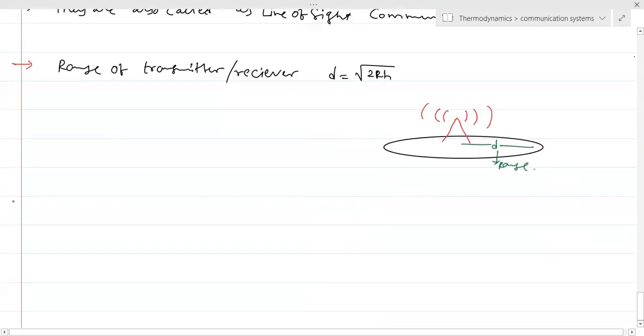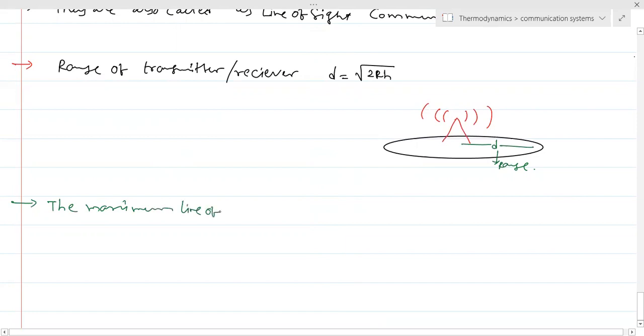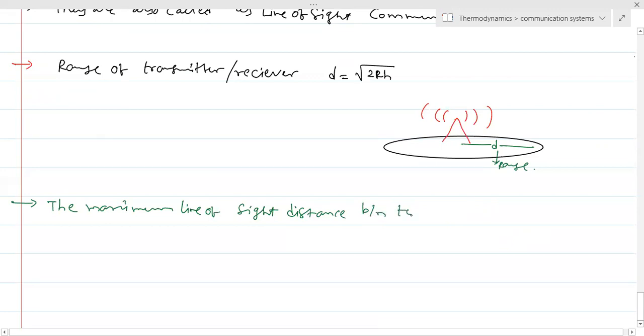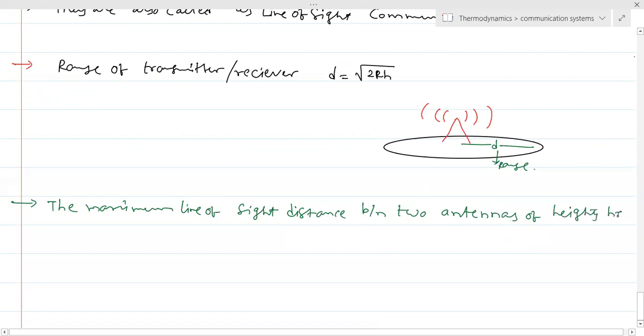Next we are taking the maximum line of sight distance between two antennas. One is transmitter and the other is the receiver. Two antennas of heights HT and HR.